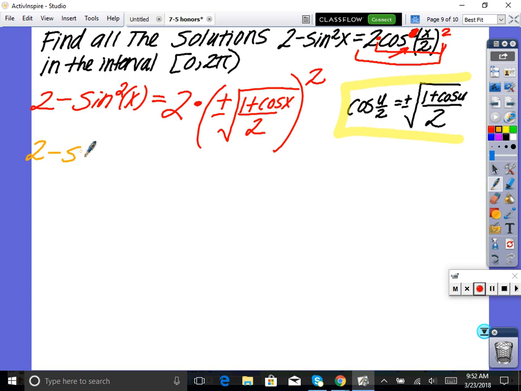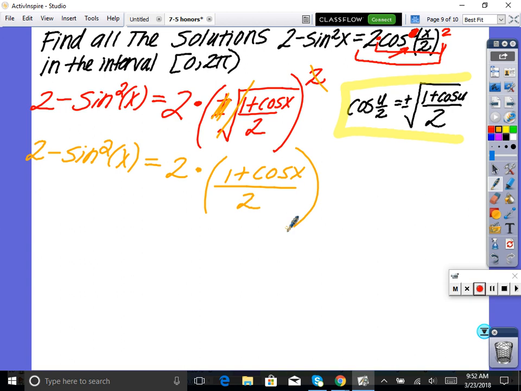2 minus sine squared x equals, we have our 2, and then times, isn't a positive squared and a negative squared positive? So we don't have to worry about that anymore. What's the square root squared? It's gone. Doesn't root cancel out powers? So then we have 2 times, we still have that on top, that on bottom. So we have a 1 plus cosine of x on top, and on bottom a 2. The 2's cancel out. So our true statement right now is this.